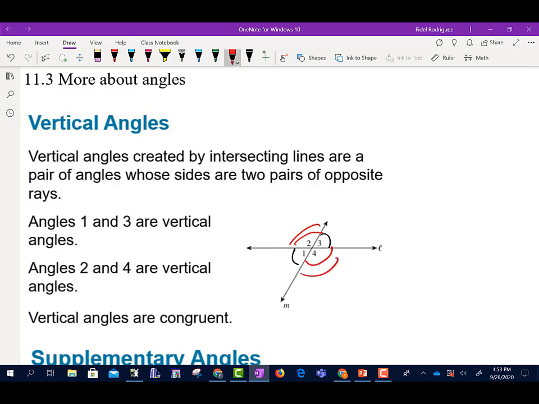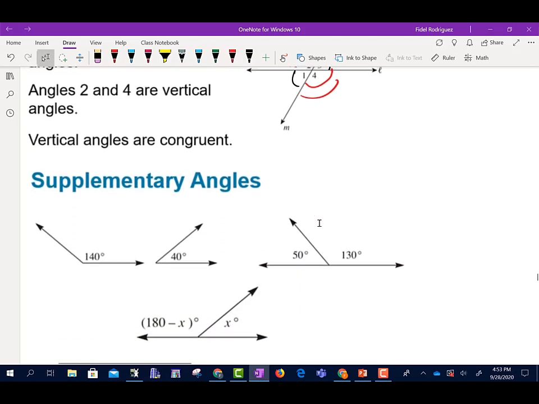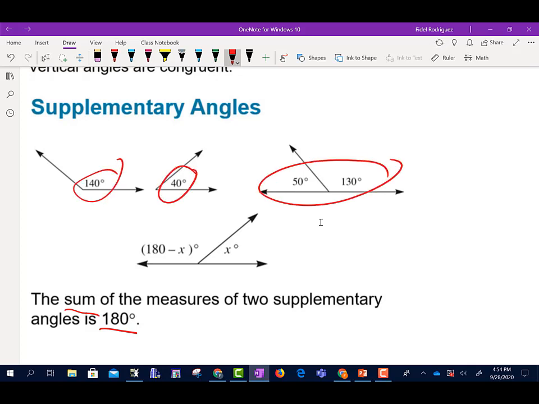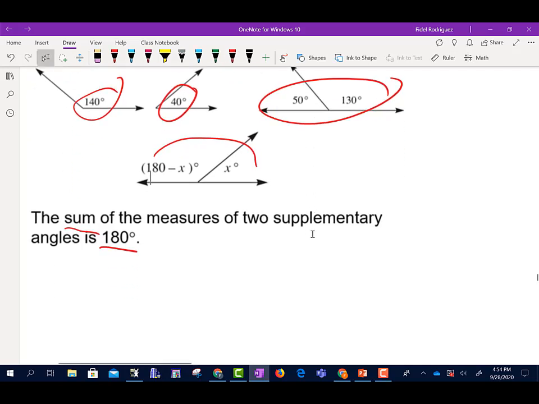Guys, vertical angles have the same measure. So whatever the measure of angle 1 is, angle 3 is going to be the same. Whatever the measure of angle 2 is, angle 4 is going to be the same. Okay. Supplementary angles. Supplementary angles says when we add them together, we end up with 180. You add this one and this one, you get 180. You add these together, you get 180. You add those together, you get 180.